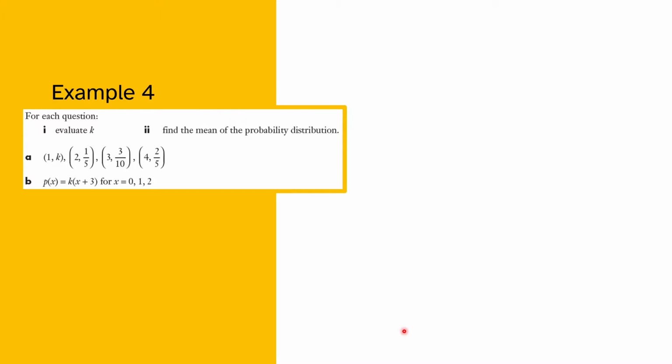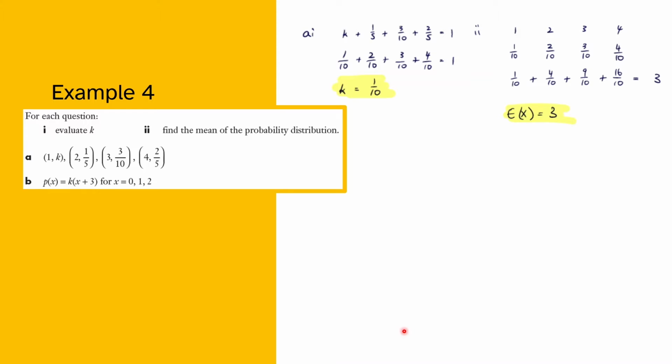In example 4, to find K, we know that the total sum of the probabilities equals 1. So K equals 1 over 10. Then we find the mean of the probability distribution. Same with question B.